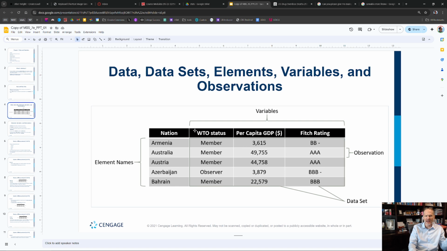And then each element has a variable. So here's the WTO status variable, and you can see what it is for each one of these. Here's the per capita GDP variable, and you can see what it is for each one of these countries, each one of these elements. Here's something called a Fitch rating, for each one of these countries, and you can see what it is for each one of those.